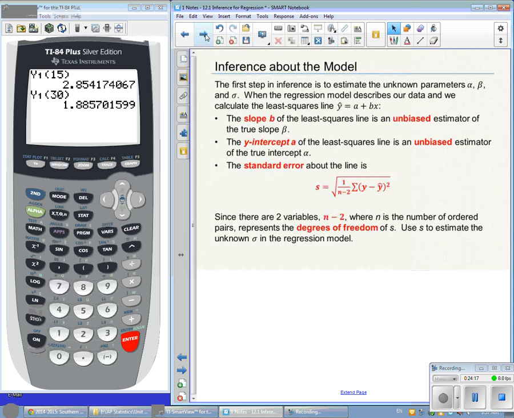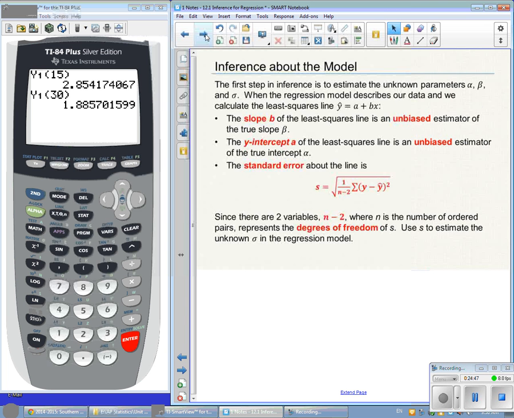When we're looking at inference, when we're taking our linear regression equation, the slope we get is considered an unbiased estimator of the true slope. The same is true for our y-intercept. It's an unbiased estimator, and that is ensuring that we have a simple random sample of data. If there's any kind of bias in my data gathering techniques, then that's not going to be true. So you do want to make sure you're dealing with a simple random sample.